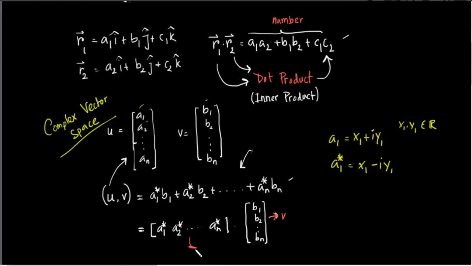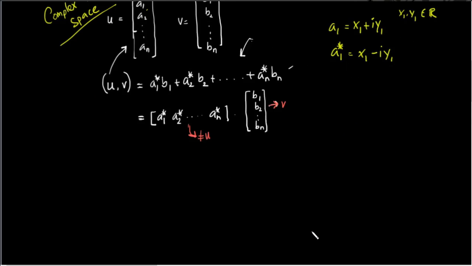What is this one? This is not exactly u, this is different from u. You see that u was a column vector and this one is a row vector, and in u we had a1 a2 dot dot dot an. In this row vector we have all the complex conjugates of a1 a2 dot dot dot an. So do you know of a mathematical operation that can convert a row vector to a column vector or a column vector to a row vector? We know of such an operation in matrices, that is the transpose of a matrix.